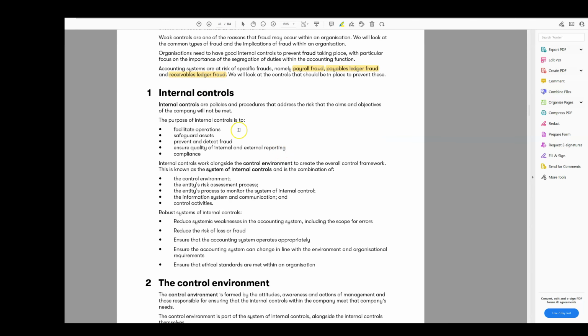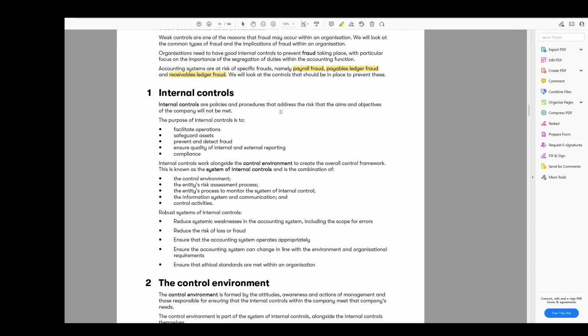Internal controls are the policies and procedures that address the risk that the aim and objective of the company will not be met. So what is internal control? It is basically the policies and procedures that identify the risk that the aim and objective of the company will not be met. Obviously, if you don't put internal controls in place, it will be hard for the company to fulfill its aim and objective.